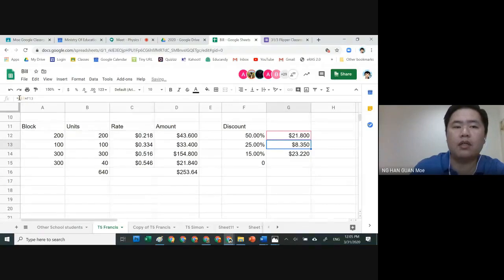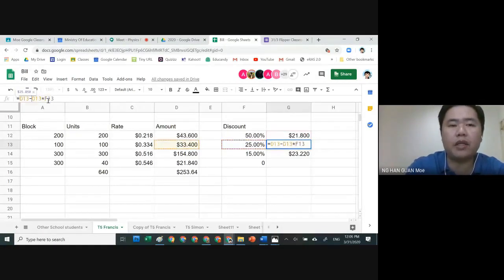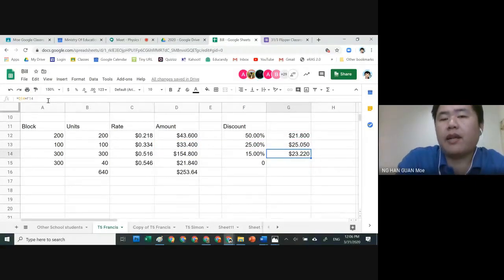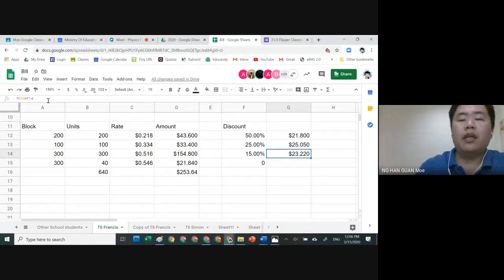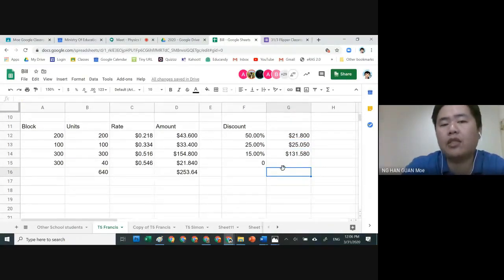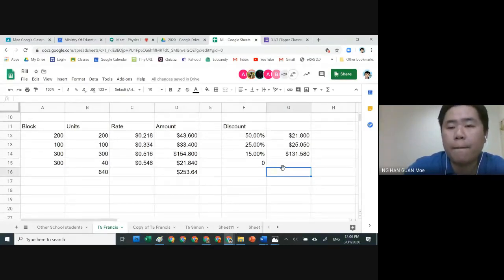Right. So look at the formula here, you have to apply D13 minus again the total and then put into a bracket. The amount you have to pay is 25 ringgit and 05 cent because you have a 35% discount. Right? Then the next one I'm going to apply the same. So you have to pay 131 ringgit 58 cent for the last 300 units with a 50% discount.